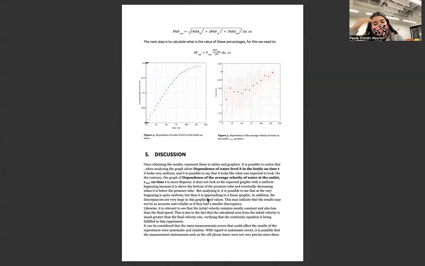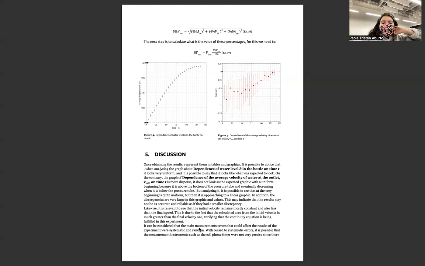Likewise, it is relevant to see that the initial velocity remains with our data of the tables. The initial velocity remains constant, and also it is less than the final speed as it is expected. It can be due to the fact that the calculated area from the initial velocity is much greater than the final velocity one. It may help us to verify that the continuity equation is being fulfilled in this experiment.